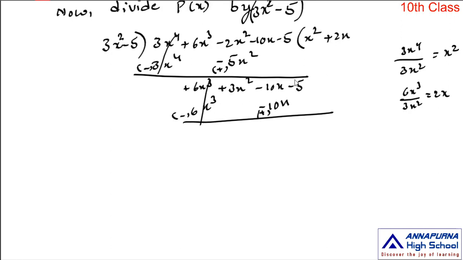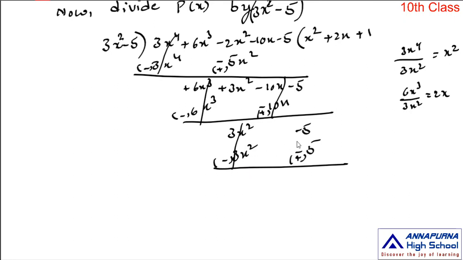Plus 6x³ minus 6x³ cancel, minus 10x plus 10x cancel, so it is equal to 3x² minus 5. And what is the third term of the quotient? That is plus 1. Plus 1 into 3x² is 3x², plus 1 into minus 5 is minus 5. Plus 3x² minus 3x² cancel, minus 5 plus 5 cancel, it is equal to 0. So 0 is the remainder.